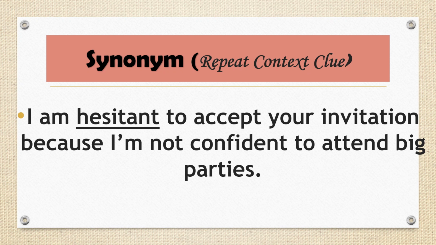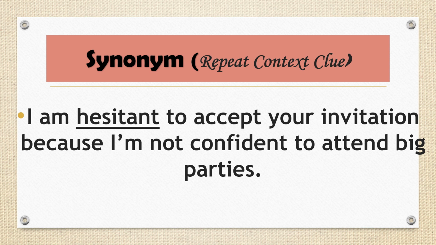Now let's analyze the sentence and pick out the synonym. I am hesitant to accept your invitation because I'm not confident to attend big parties. Undoubtedly, hesitant is our unfamiliar word. But the question is, why am I hesitant to accept the invitation? I am hesitant because I am not confident to attend the party. And with that, hesitant means being indecisive or cannot decide in an instant.